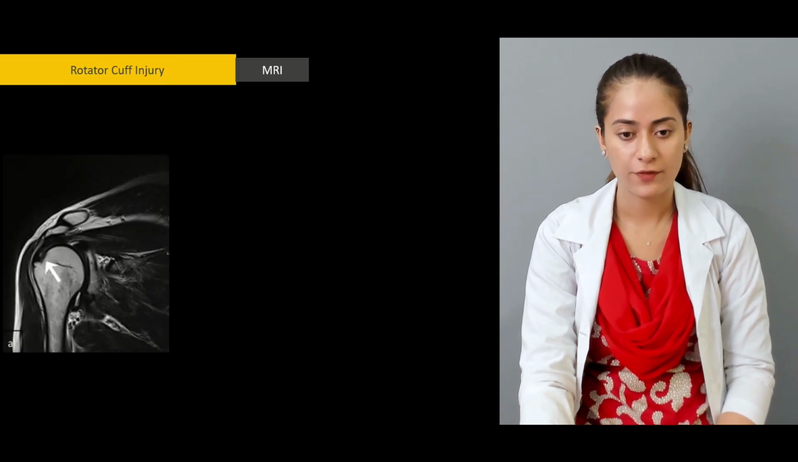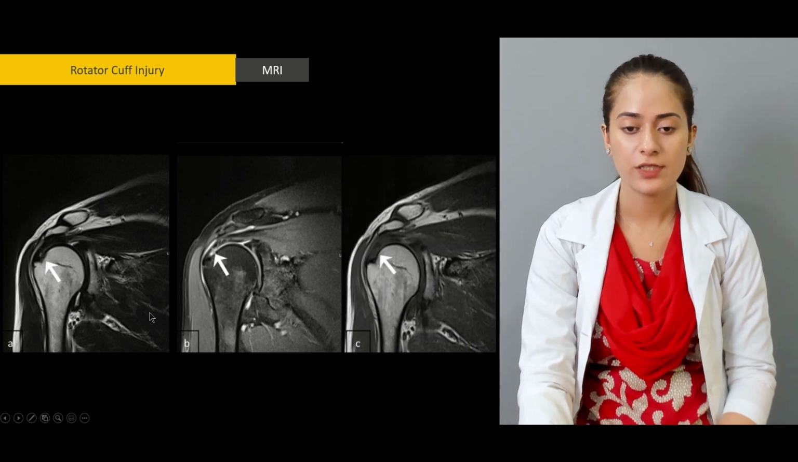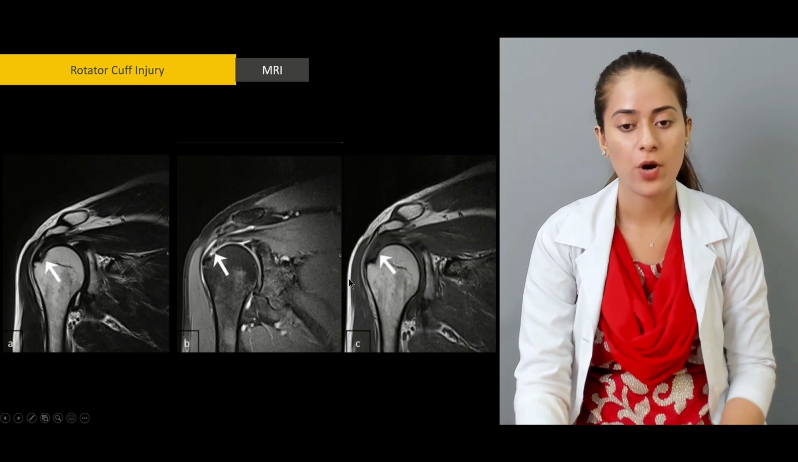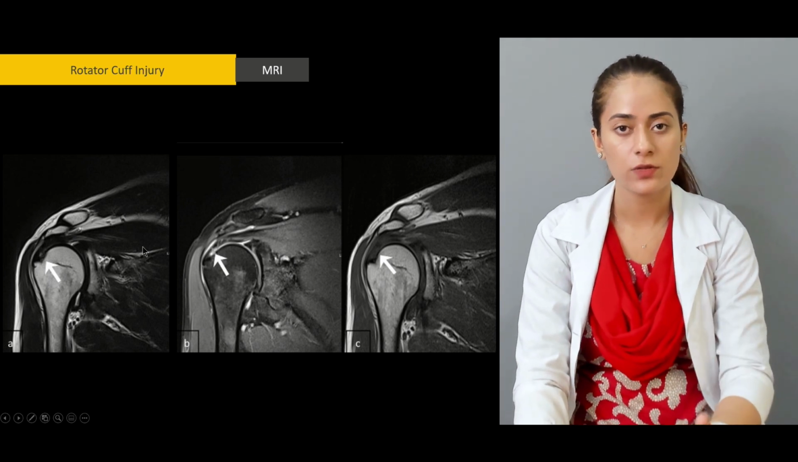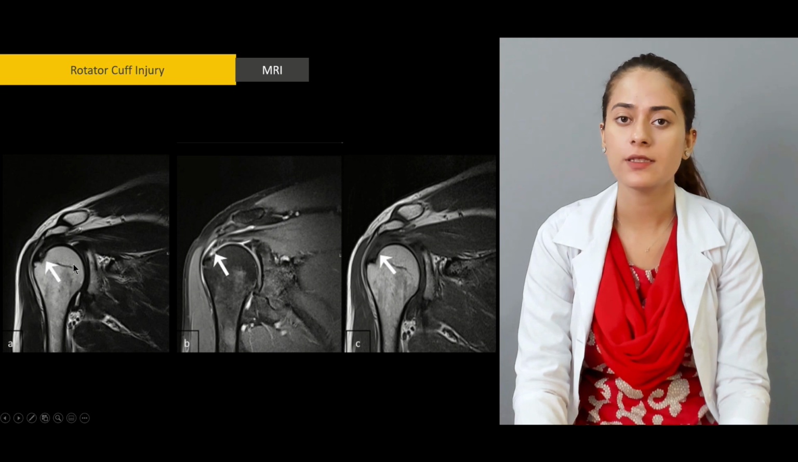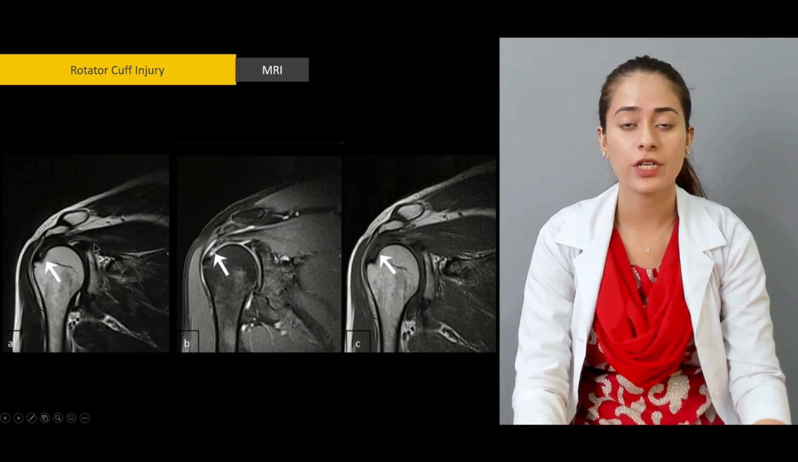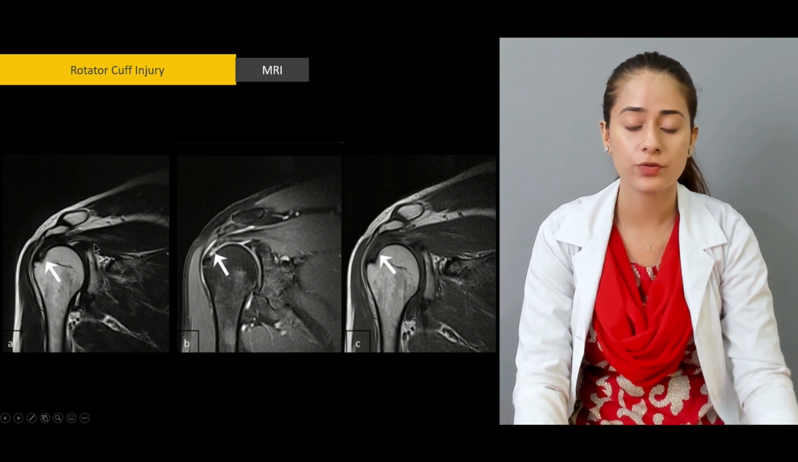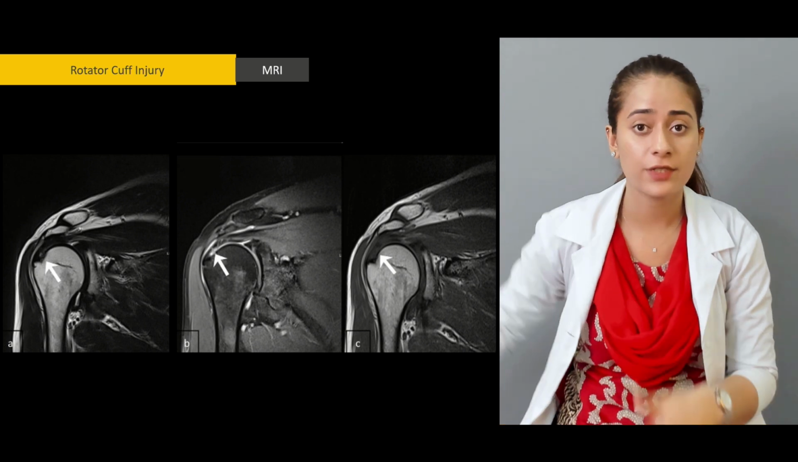So rotator cuff injury. These are the 3 sequences of MRI. The rotator cuff is 4 muscles: the supraspinatus, the infraspinatus, teres minor, and subscapularis. So injury to any of these muscles results in rotator cuff injury. The overhead activities are limited.